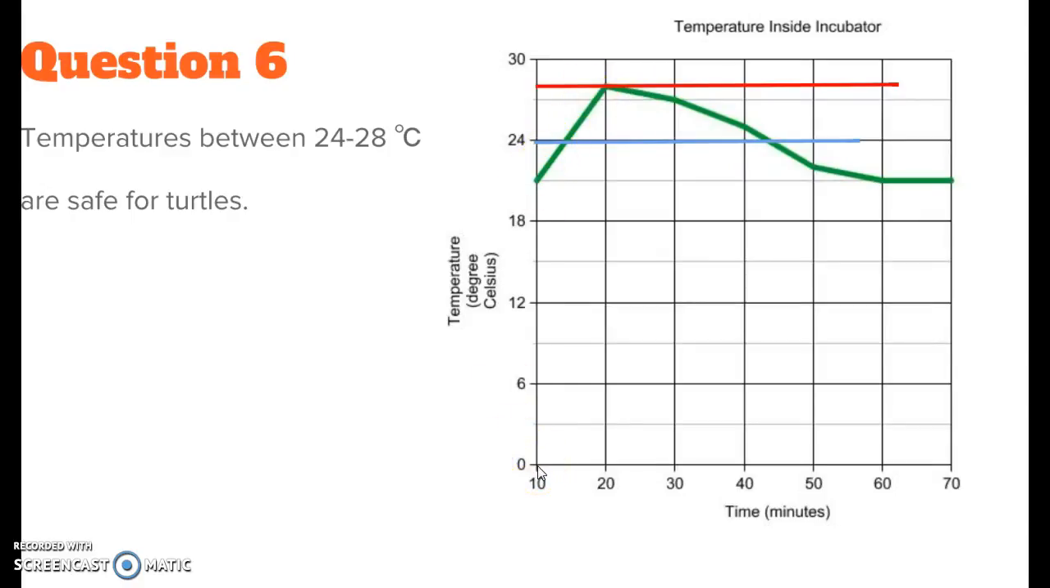So at the 10-minute time point, this shows that my temperature is 21 degrees. This is not safe for turtles because it's not warm enough. It's not until about 15 minutes here where the temperature hits 24 degrees. All along here, between 15 and 20, between 20 and 30, between 30 and 40, up until about 43 or 44 minutes, the temperature is between my red line, the upper limit, and my blue line, the lower limit. So that would be the area of the graph that I shade in. If you shaded your graph in a little bit differently, but you had the same time frame, that would be perfect, and I accepted that answer as well.